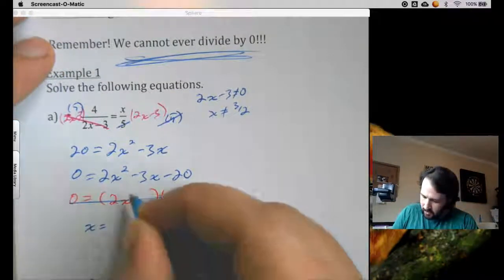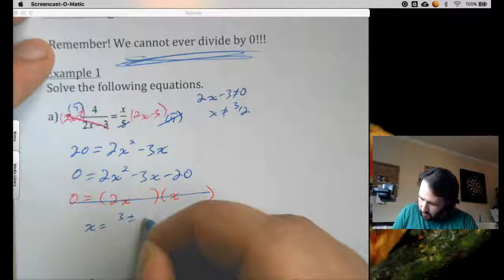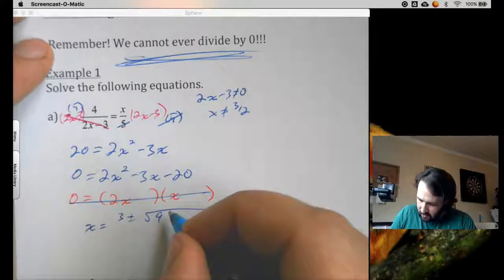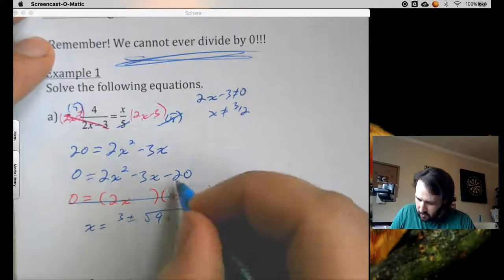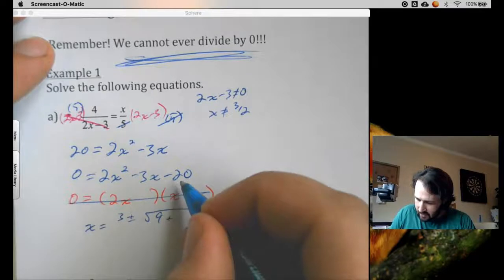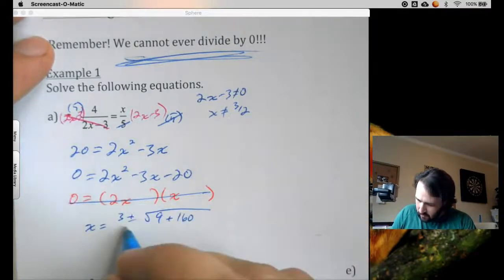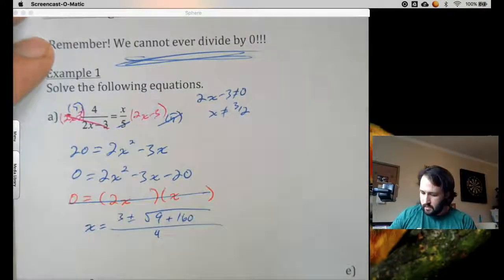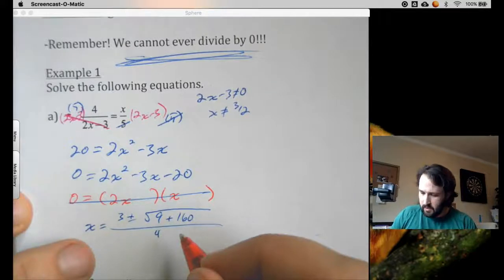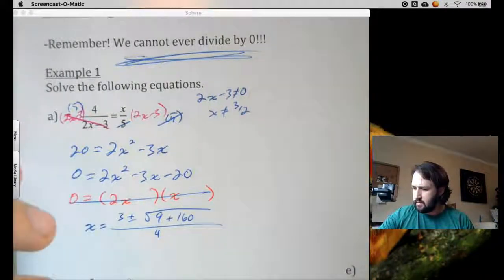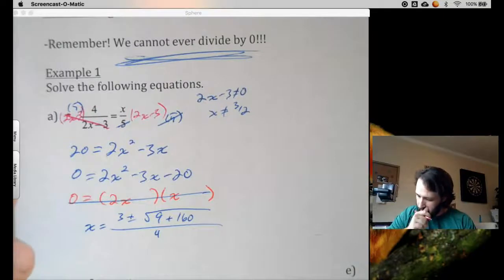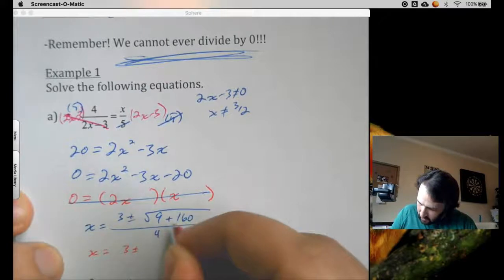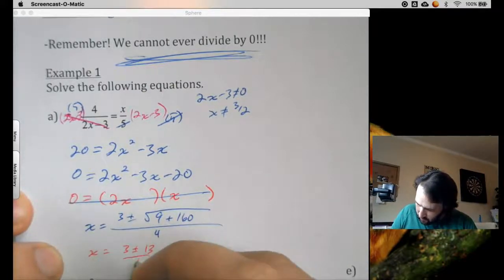So I have x equals negative b, which is 3 plus or minus the square root of b squared, so 9 minus 4 times a times c. Since c is negative, it'll be plus. So 4 times 2 is 8 times 20 is 160. All over 2 times a, which would be 4. So, that means it did factor. So I think 169 is 13. Dang, I don't know what I didn't see. All right, anyways, so x equals 3 plus or minus 13 over 4.